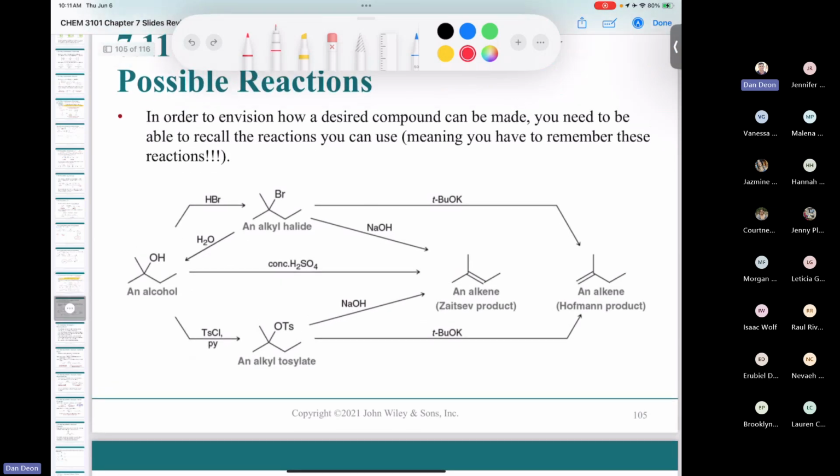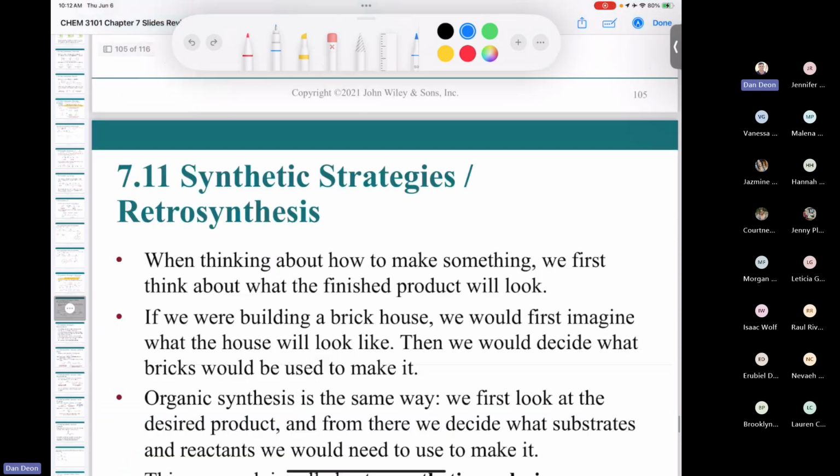And then we said if you have a tertiary alkyl halide, like this here, we saw the relationship between that and a tertiary alcohol, because if you take a tertiary alcohol and treat it with HBr, you get the tertiary alkyl halide. You can do eliminations. You can get a Hofmann product with a hindered base. You can get a Zaitsev product with an unhindered base. You can cook the tertiary alcohol with concentrated sulfuric acid, which is going to give you an alkene. We said you can make a tosylate from that, which is a good leaving group, et cetera. So we've covered a lot of reactions with tertiary alkyl halides too.